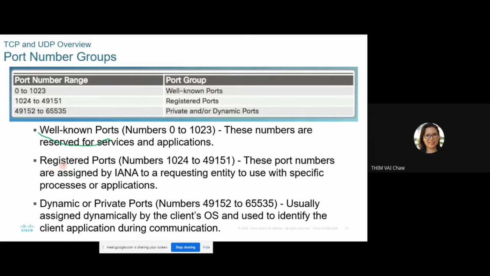Then we have the registered port numbers from 1024 to 49151. We call it registered port numbers, which are registered with IANA, just like your IP address. You need to register for your specific application. It is requested by an entity to use with a specific process or application. You can go and look at the well-known port numbers.